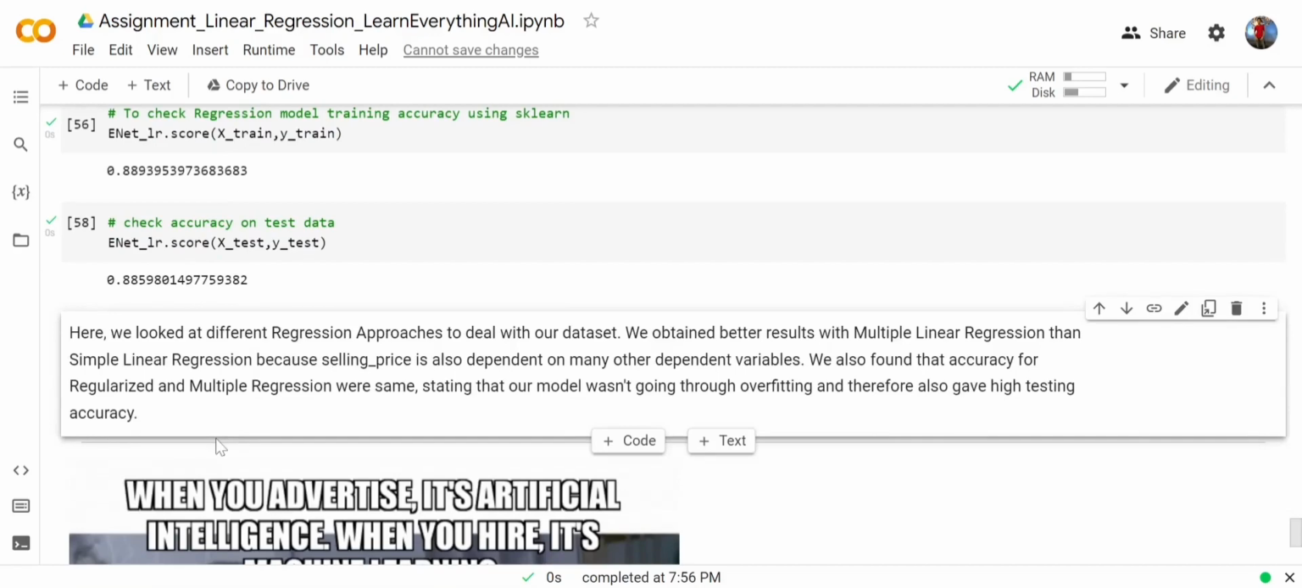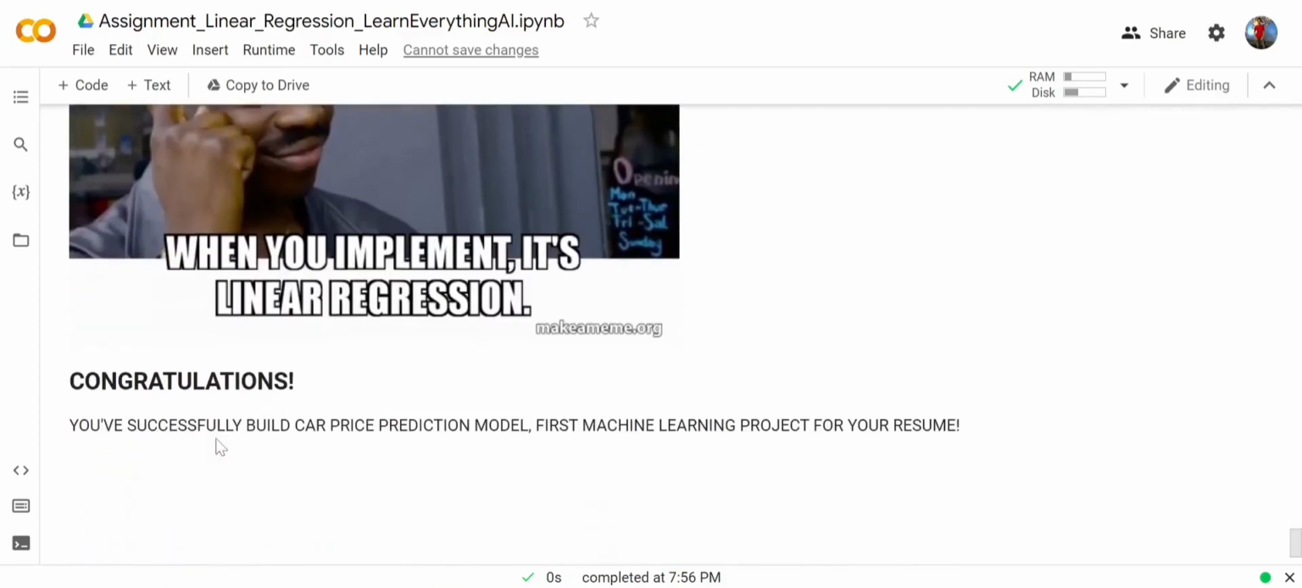So we have looked at different regression approaches to deal with our data set. We obtained better results with multiple linear regression than linear regression because of many other independent variables that actually have a significant role in determining the dependent variable. And we found that accuracy for regularized and multiple linear regression were the same. So we concluded that our model wasn't going through overfitting or underfitting, and our model also gave high testing accuracy. So congratulations, you have successfully built a car prediction model, which is your first machine learning project.